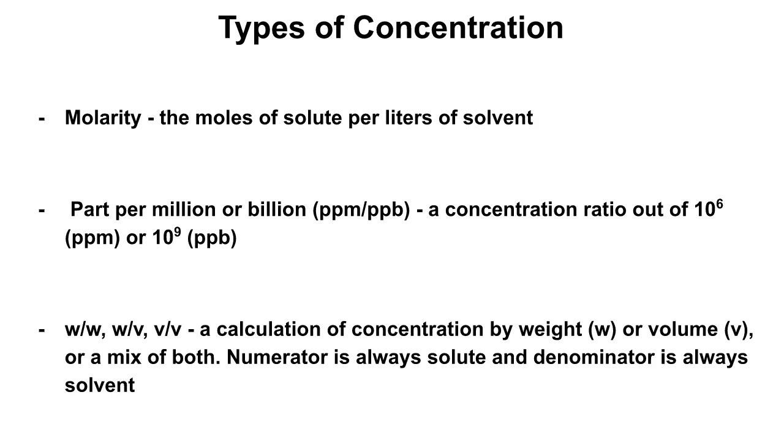So then if you go to this next one down here, you can see the W by W, W by V, V by V, that's weight and volume. So this is usually reported as a percent, so it can be weight by weight percent, weight by volume percent, and volume by volume percent. So this is a calculation of concentration using weight or volume, or sometimes a mixture of both. And remember, as I said a minute ago, the numerator will always be the solute, and the denominator will always reference the solvent, whether you're using mass or volume in these cases.